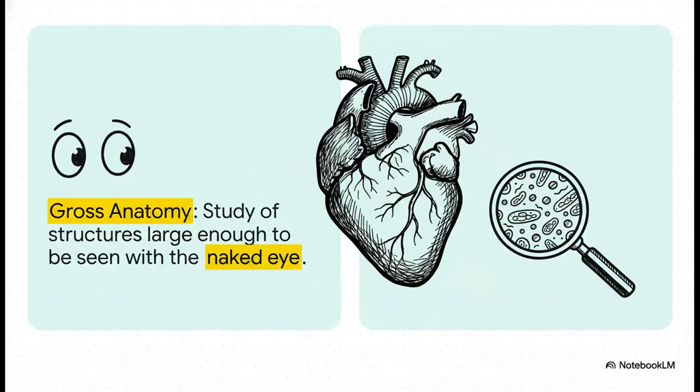Now, just like Google Maps, our body map has different zoom levels. First, you've got the street view, which we call gross anatomy. This is all the stuff you can see with just your eyes, like your bones, muscles, and organs. But if you zoom way, way in, you get to microscopic anatomy. That's where you need a microscope to see the tissues and cells that actually build all those larger parts.